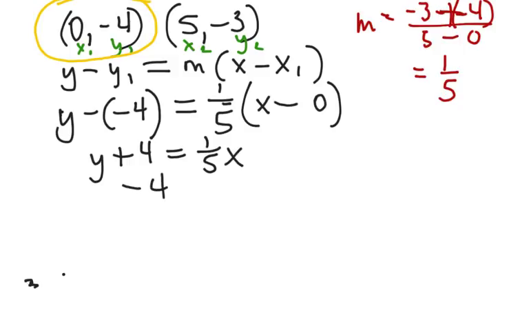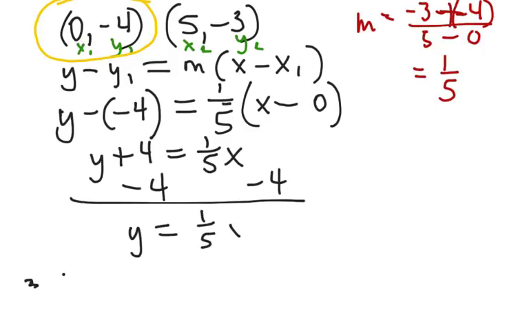And I go ahead and subtract 4, and my final linear equation in slope-intercept form is y equals 1/5 x minus 4.